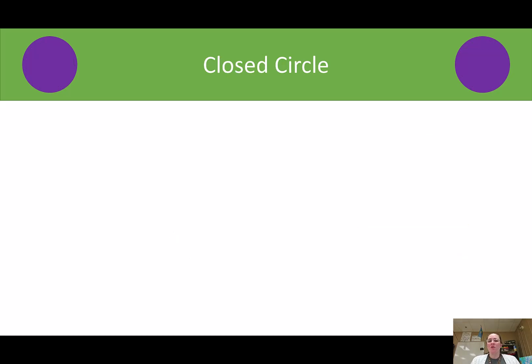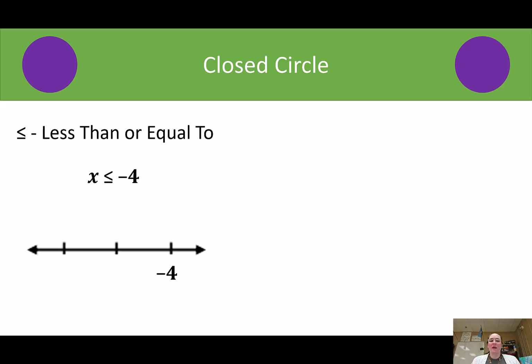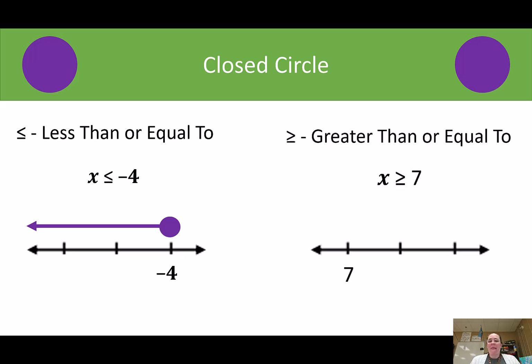Okay, closed circle is when we have equal to. These are numbers that are included in our set. So x less than or equal to -4, we would use a closed circle at -4, shading to the left because we're less than. And x greater than or equal to 7, again, we're going to use a closed circle and we're going to shade to the right because it's greater than. So pay attention to the direction.